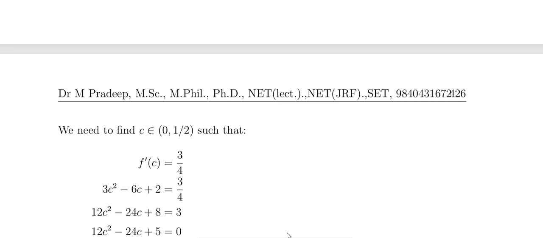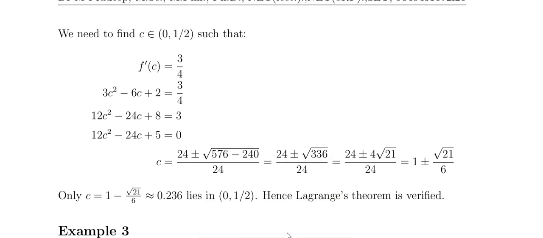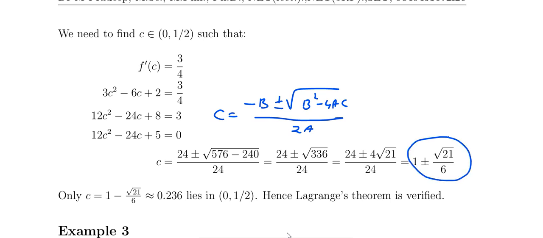The c value should belong to the given interval (0, 1 by 2). Here we cannot factorize, so if we apply the formula c equals minus b plus or minus root of b square minus 4ac, whole divided by 2a, we get the result. Whichever value belongs to (0, 1 by 2) is the correct value.